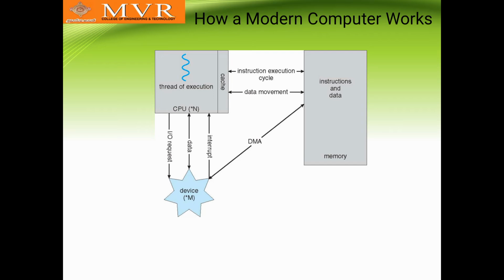So in this DMA, direct memory access, the name itself says it is directly accessing where the memory is used by the device. So that will be directly accessing the memory. So see this picture, it cannot communicate with the CPU.